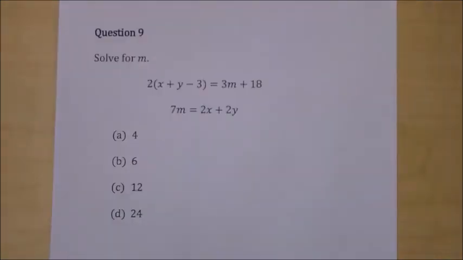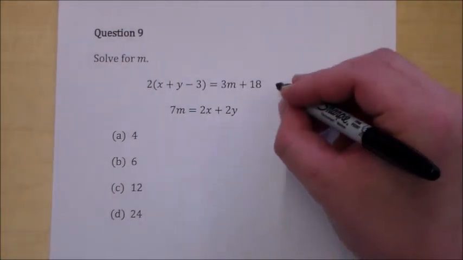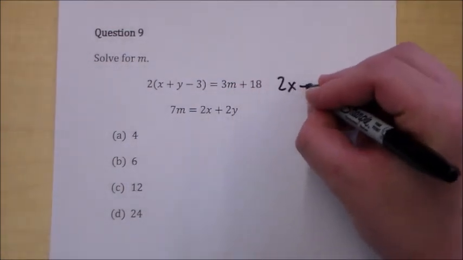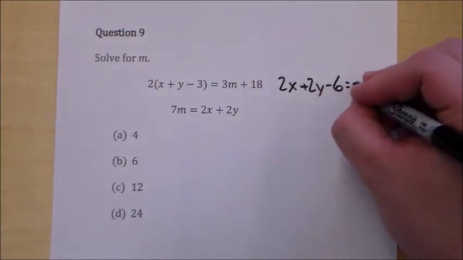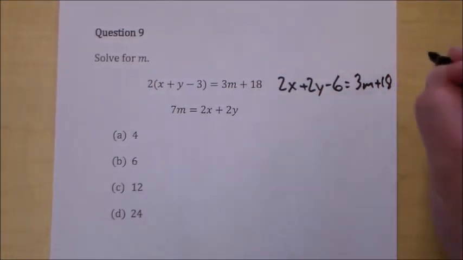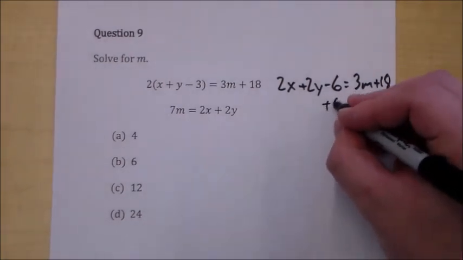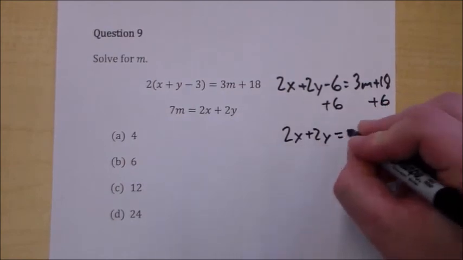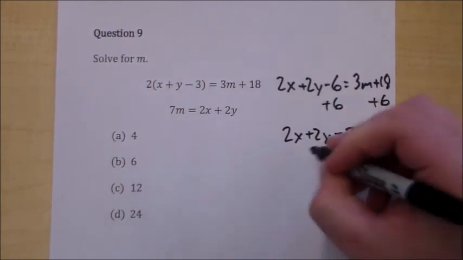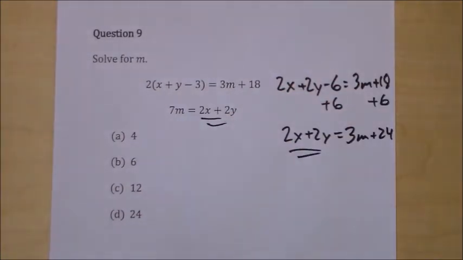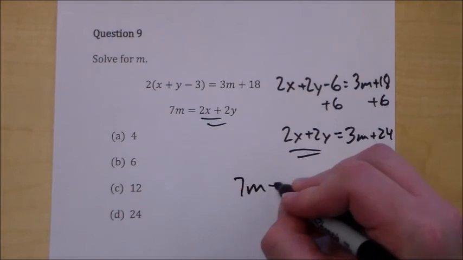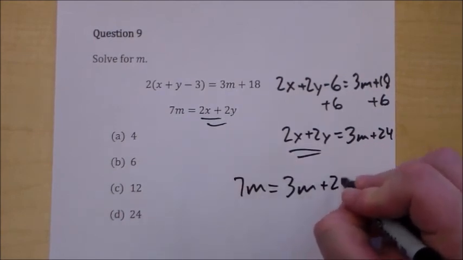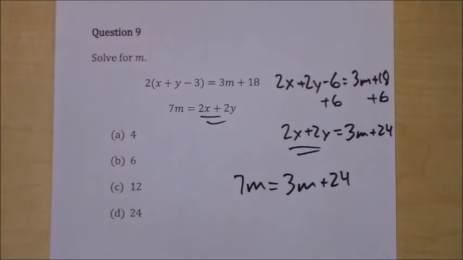And we're good. Question 9, solve for M, and you have a huge mess. But let's work through this and we can be successful. This is 2x plus 2y minus 6 equals 3m plus 18. All I did was use the distributive property. Now I'm going to add 6 to either side, and I get 2x plus 2y equals 3m plus 24. And wow, 2x plus 2y. There we go. So you know what? This looked like a tough problem, but it's really not. Just one quick step of using the distributive property and then adding 6 to either side, and I'm golden.